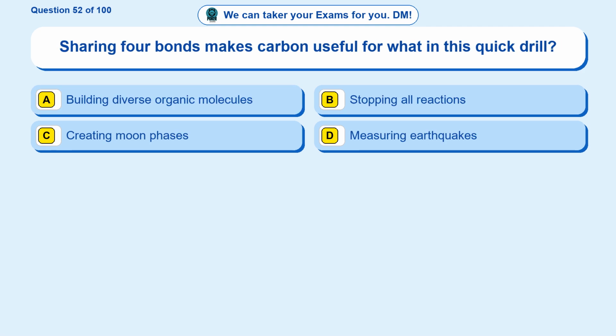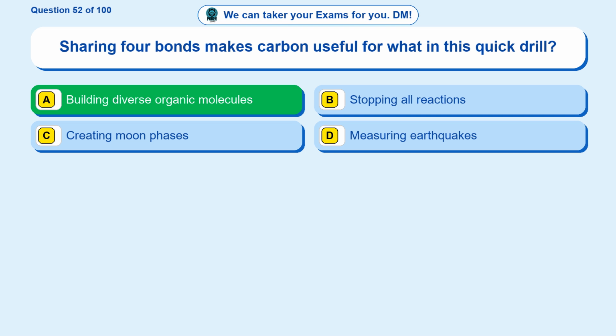Question 52. Sharing 4 bonds makes carbon useful for what in this quick drill? Option A, building diverse organic molecules. Option B, stopping all reactions. Option C, creating moon phases. Option D, measuring earthquakes. The correct answer is option A.